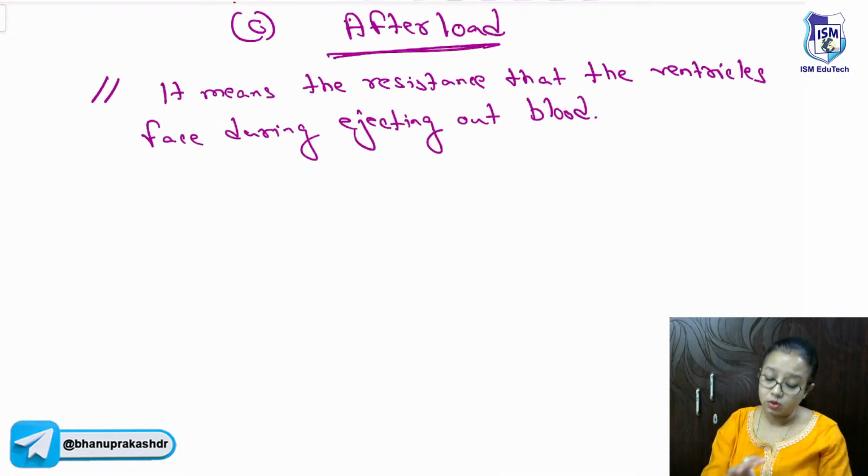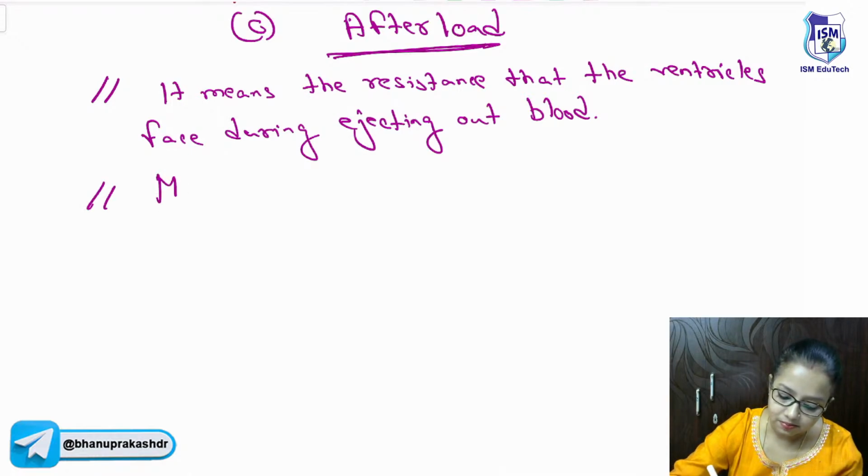So when the blood is being ejected out of the ventricle through the aorta, if there is any hindrance, if there is any obstacle in the pathway, then the ejection or the pumping out of the blood will not be smooth, will not be just like how it is in normal condition. So the afterload will increase.